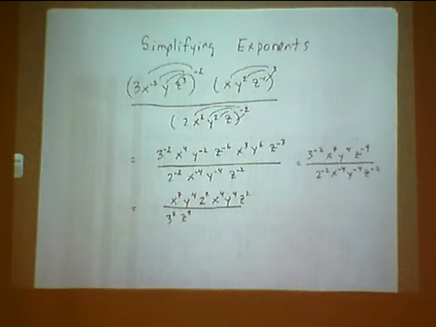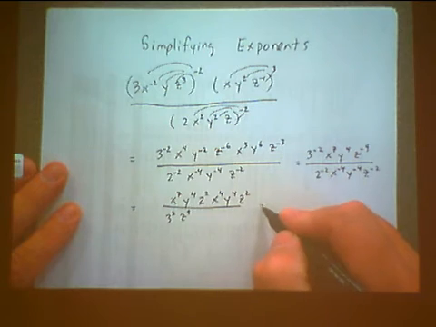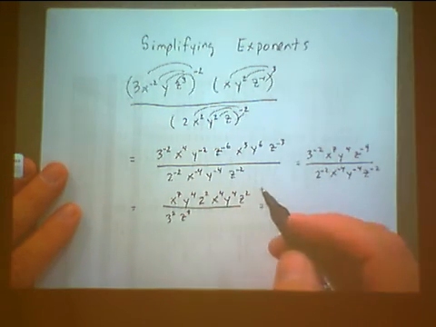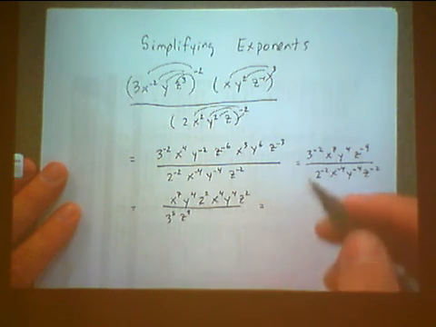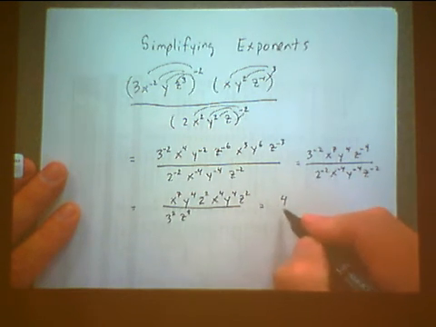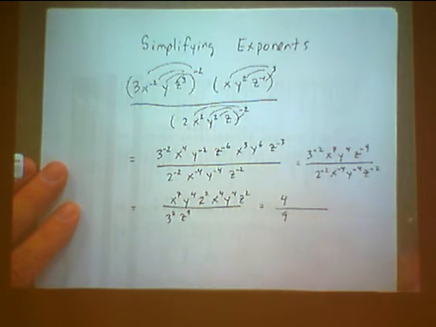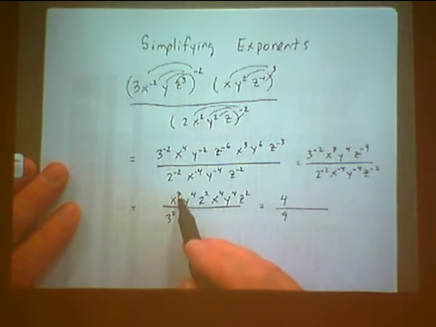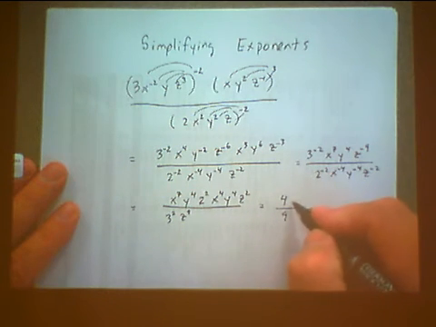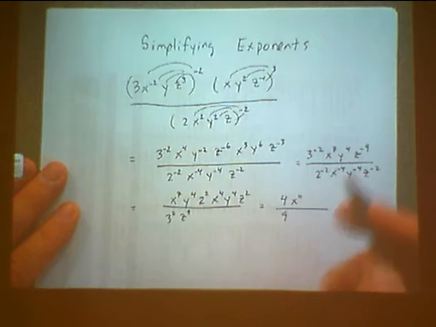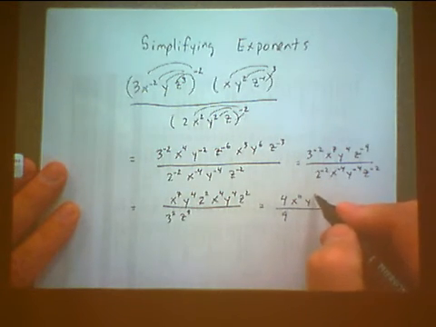So now, let me look at using the product rule, especially in the numerator. First of all, let's take care of the 2 squared. That's 4. And on the bottom, the 3 squared is 9. Now in the numerator, I have an x to the 7th times x to the 4th. Product rule says you add the exponents, x to the 11th. Y to the 4th times y to the 4th is y to the 8th.